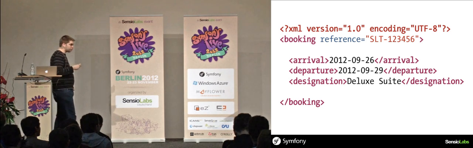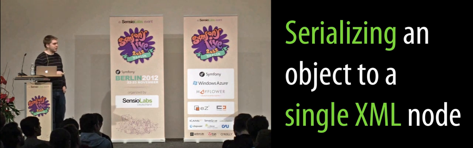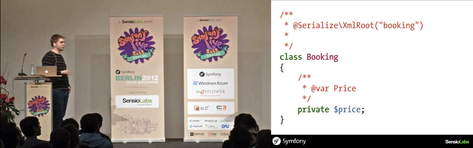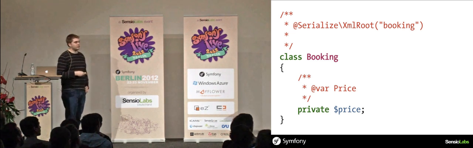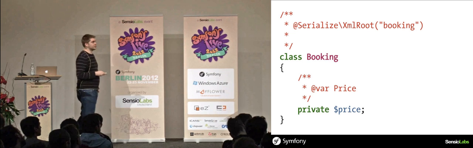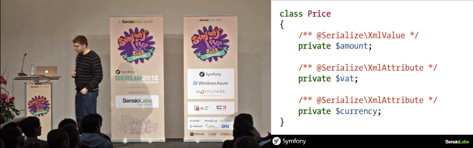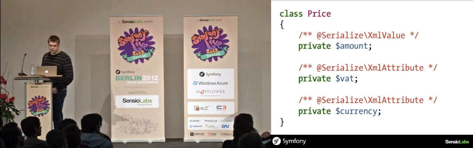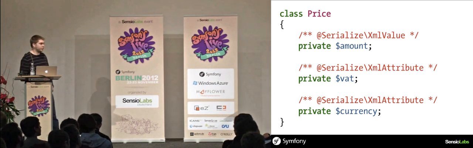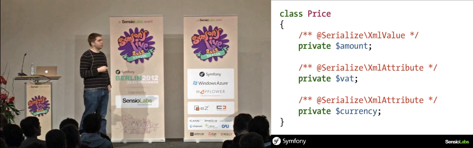So you can also serialize a dependency. So let's say we have a price object, a price dependency. So this is a price object, as you can see, and I want to serialize this price object. So in my price class, there is this property, so an amount, a VAT value, and a currency. So I want the price to be a single tag, and I want to have a price tag with two attributes, VAT and currency, and the value for this tag will be the amount.